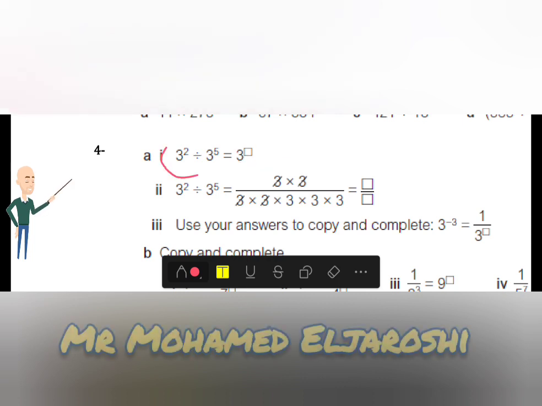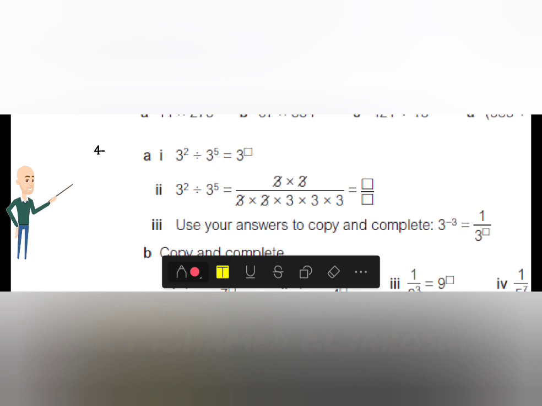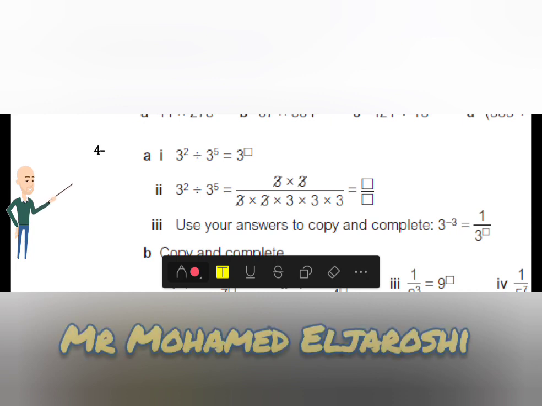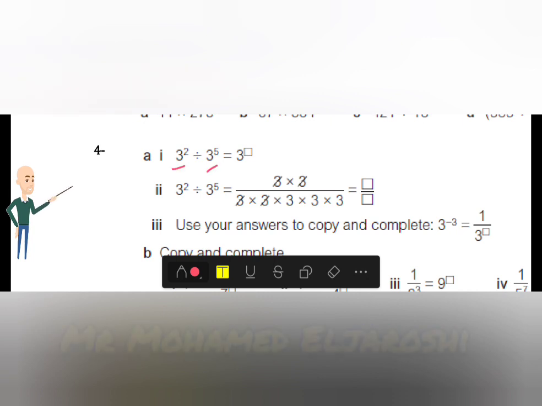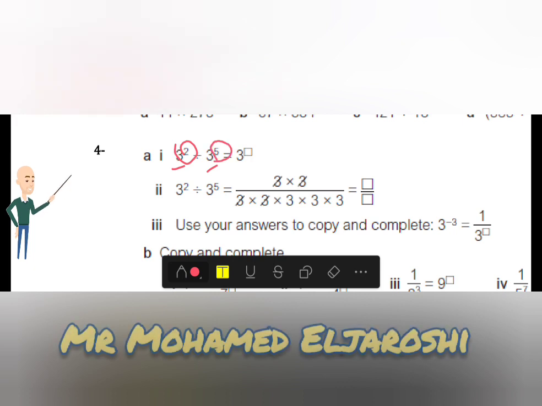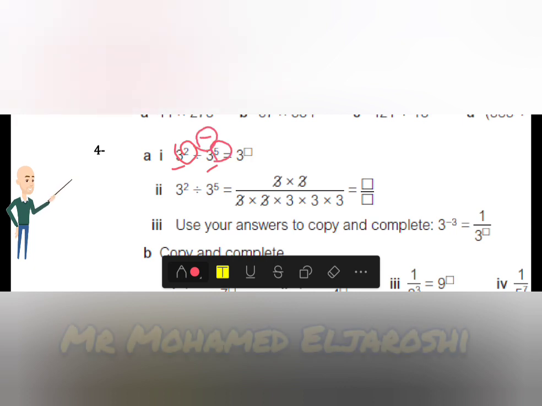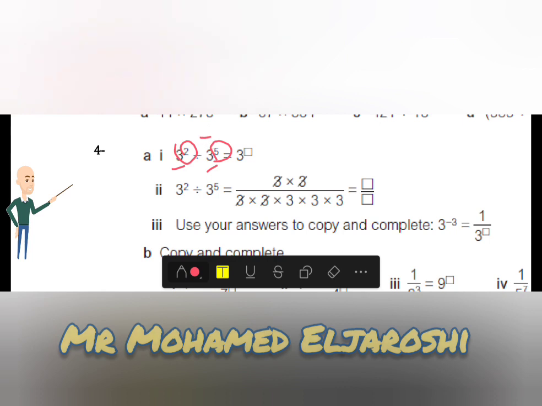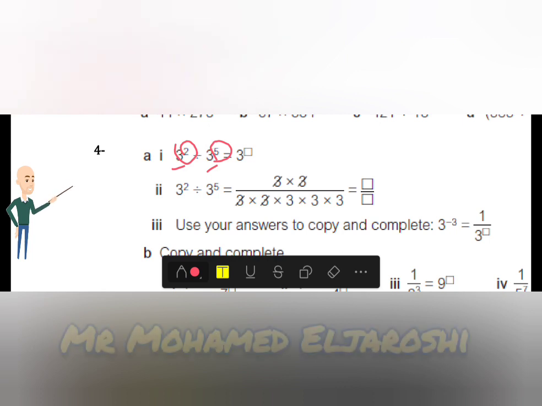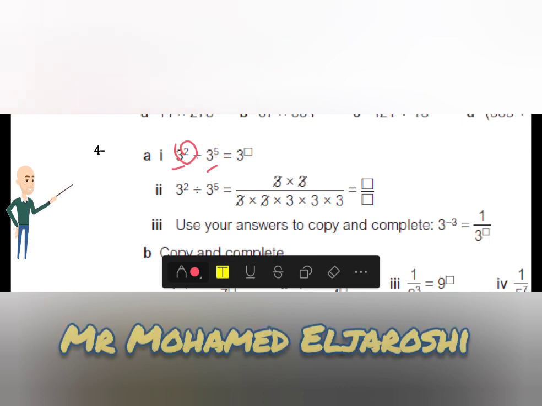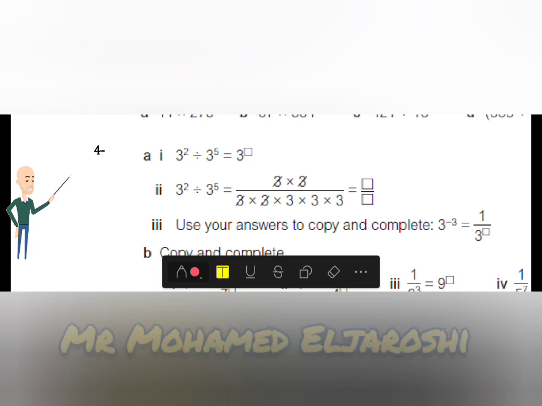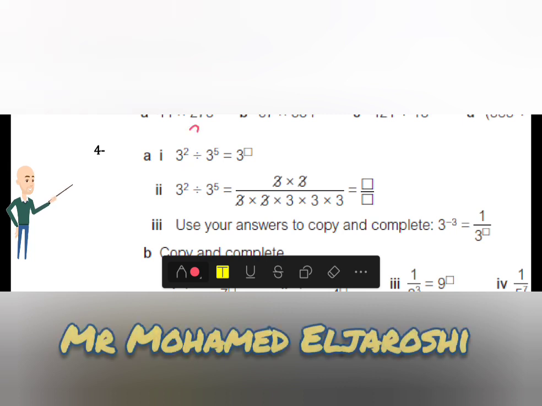Here we have 3 power of 2 divide 3 power of 5. Now, we talked about this before. When you divide the same base numbers, what do you do with the powers? Very good, you subtract the powers. So if you're dividing the same base numbers, it means you're going to subtract the powers. Now, 2 minus 5 equals what? So you're going to write it like this, 2 minus 5. It's going to be equals minus 3.